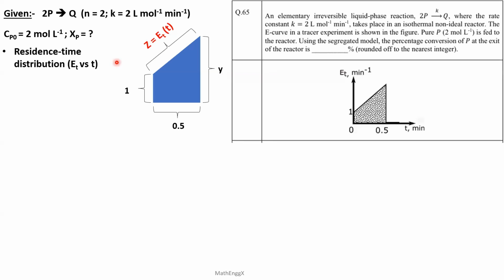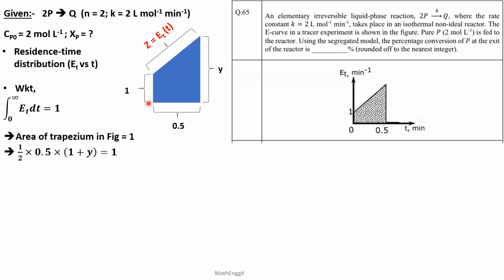So as we all know, the area under the residence time distribution will be equal to 1. Hence, the area of this trapezium should be equal to 1. The area of a trapezium is given by half into breadth into the sum of the two parallel lengths. So half into 0.5 into (1 plus y) will be equal to 1. On solving this, we get y as 3 minute inverse.